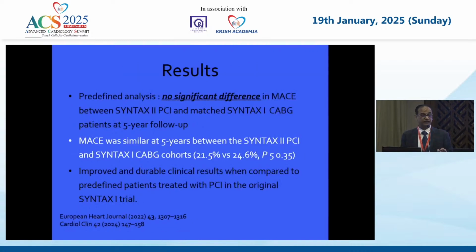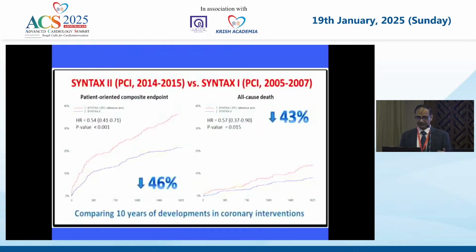There was no difference in MACE in the Syntax 2 PCI and the matched risk CABG patients. This was a pre-specified analysis. That means if you matched the risk of CABG and similarly matched risk of multivessel PCI and did them, there was no difference out to 5 years. This was very, very different from the Syntax 1, obviously. And at 5 years, the MACE was similar between the PCI and the Syntax 1 CABG groups. This had improved and durable clinical results when compared to predefined patients.